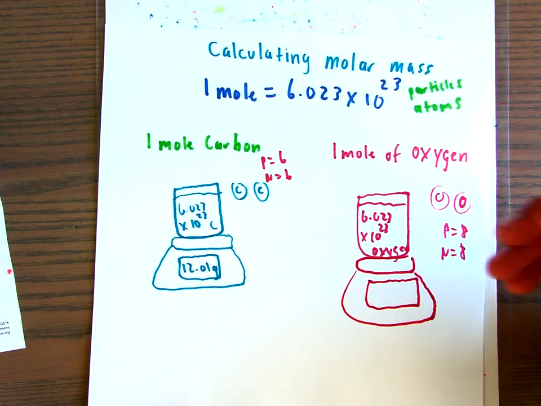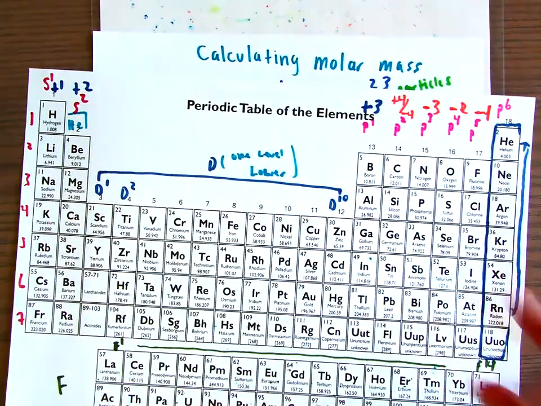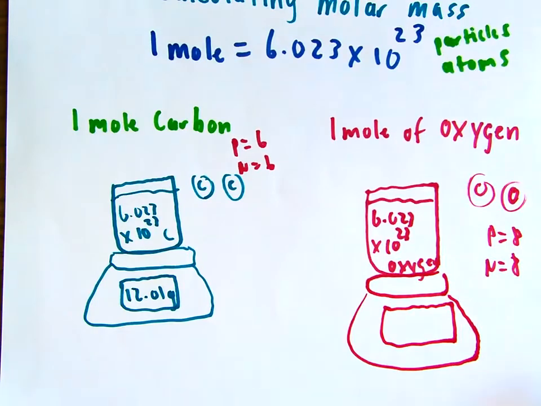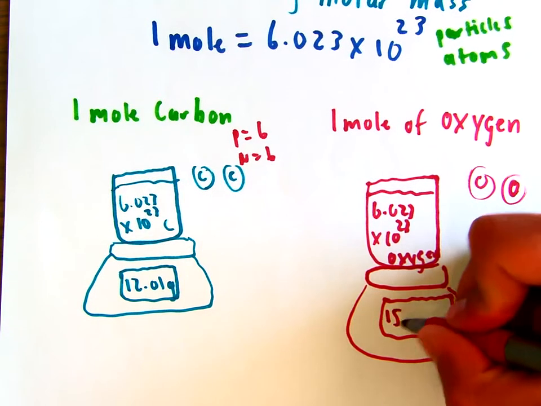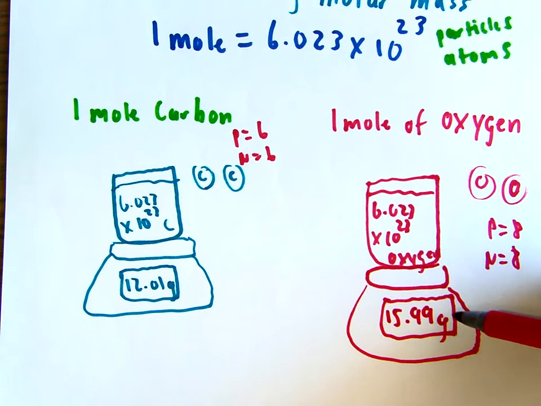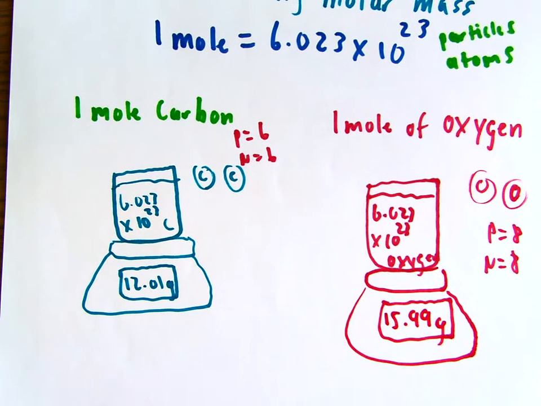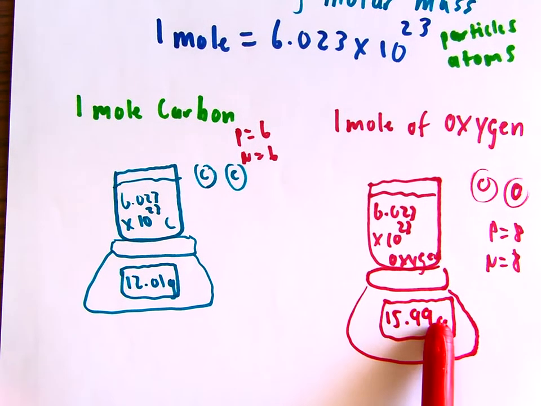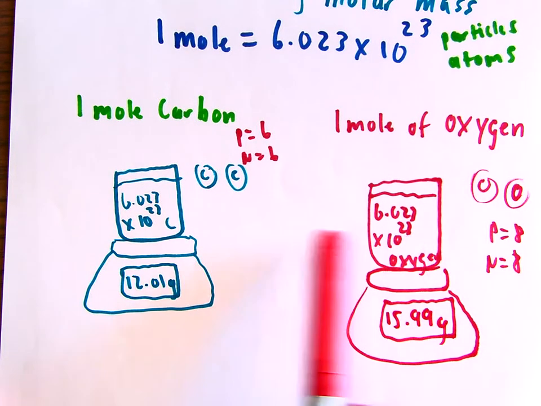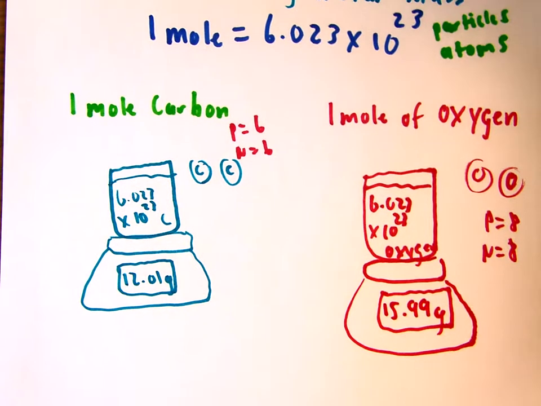Okay, so I go to my periodic table. I know oxygen has a mass of 15.99. Okay, so my scale would read 15.99 grams. Okay, that's the mass of this many particles of oxygen. It makes sense that 1 mole of this weighs more than 1 mole of this, because even though it's the same amount of atoms, each of these atoms have more protons and neutrons. So it's going to have a greater mass.